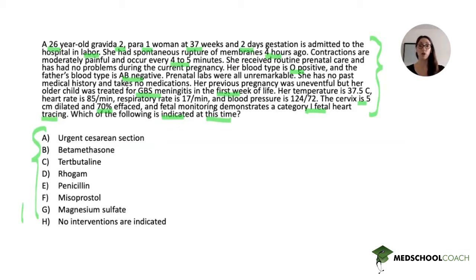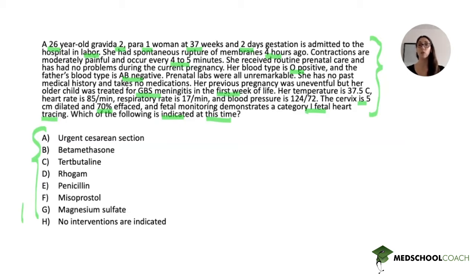Oftentimes these questions will also have the option of not doing anything. So it's also important to know not just what's abnormal, but what also is normal. That's why I really encourage you to know the normal progression of labor, the normal frequency of contractions, and the normal expected cervical change, because sometimes the question stem will be entirely normal and you just have to choose no intervention needed.